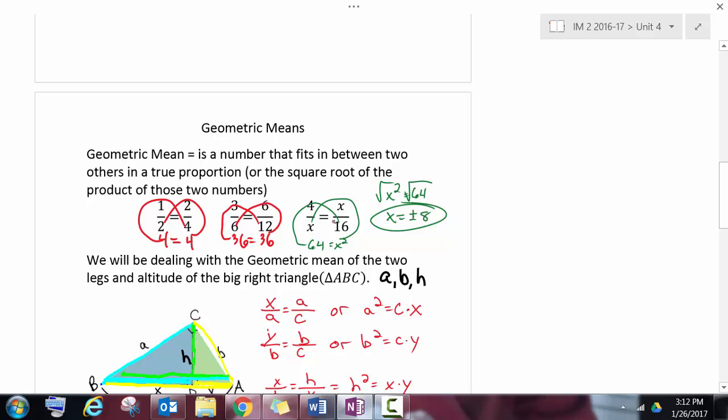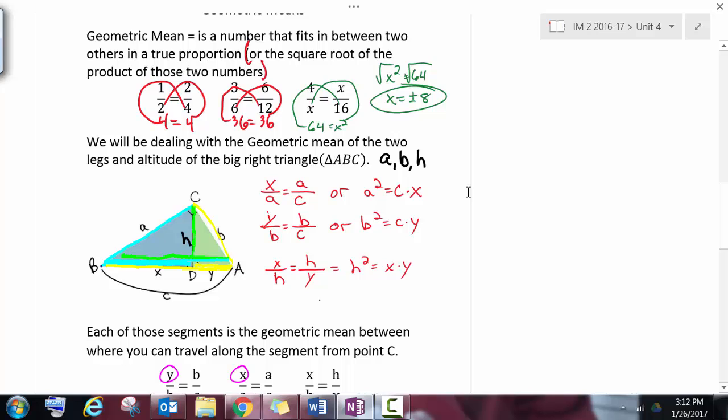So if we wanted to find the geometric mean between two numbers, 4 and 16, the x's go in between. Cross multiply, 16 times 4 is 64, x times x is x squared. Take the square root, we get plus or minus 8. So that's what I'm saying. This last way is really looking at this second definition, the square root of the product of two numbers.